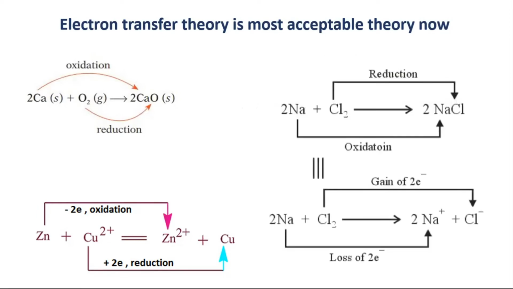For example, the formation of sodium chloride. This reaction has nothing to do with oxygen or hydrogen, but we can see sodium lost electron, that's oxidation, and chlorine gained electron, that's reduction. So electron transfer theory can explain all redox reactions.